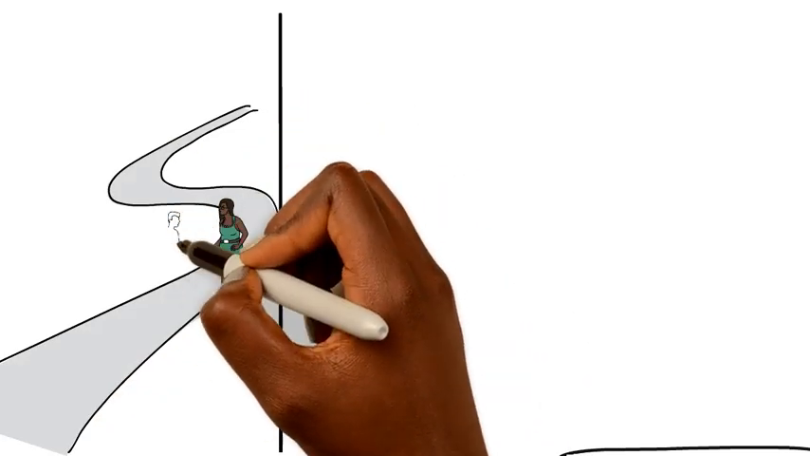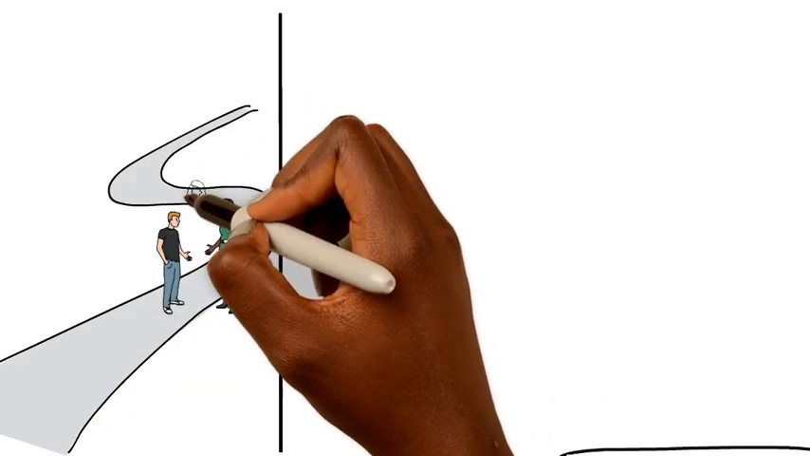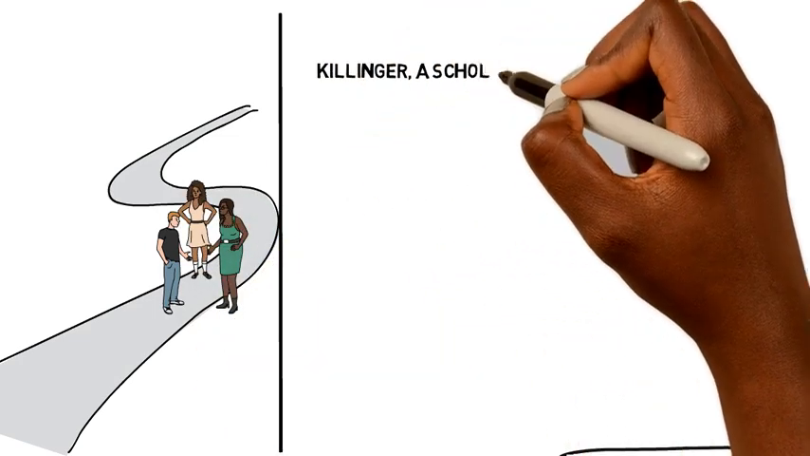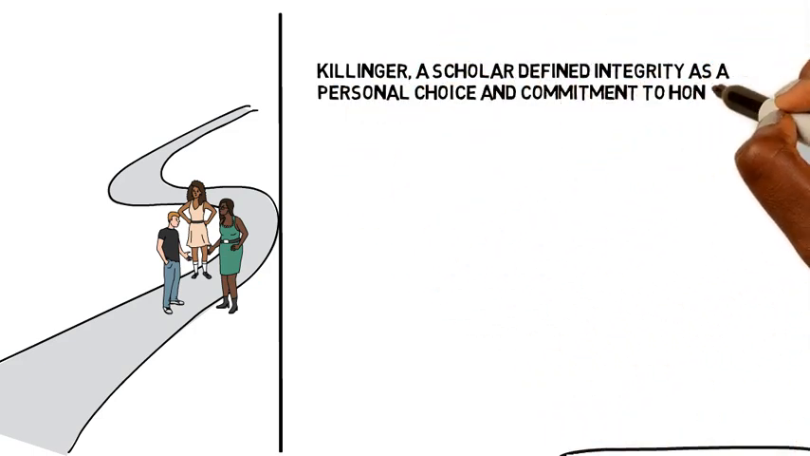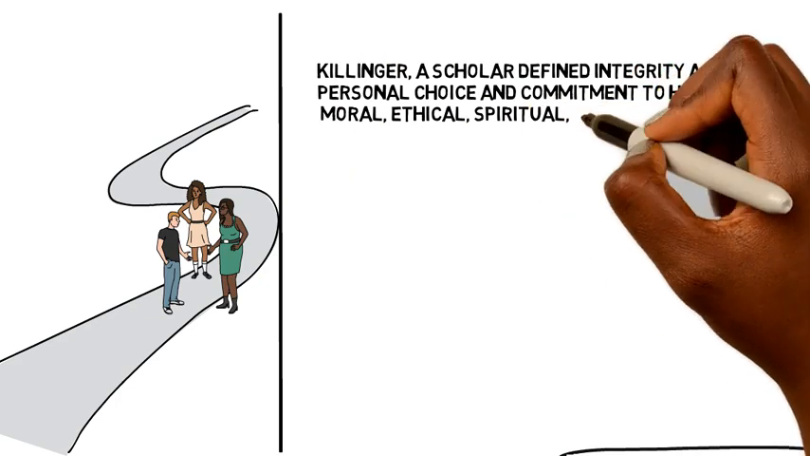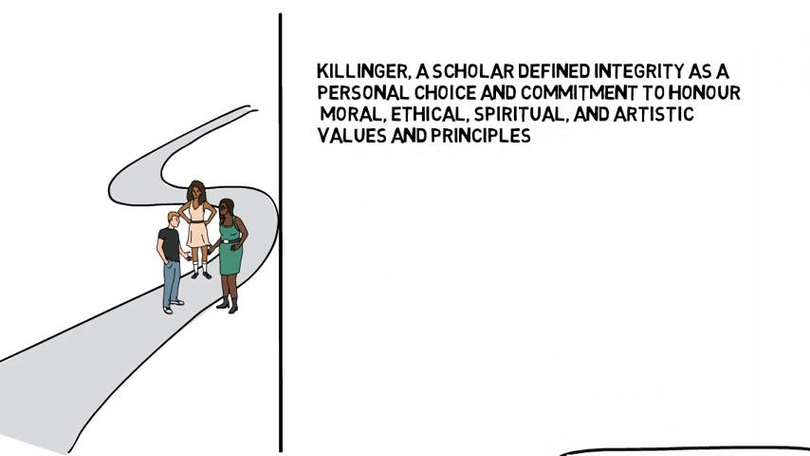Now, Kuku, back to your initial question. You asked, what is integrity? Listen, Killinger, a scholar, defined integrity as a personal choice and commitment to honor moral, ethical, spiritual, and artistic values and principles. In simple language, it is doing the right thing, being honest, truthful, and fair in all we do.